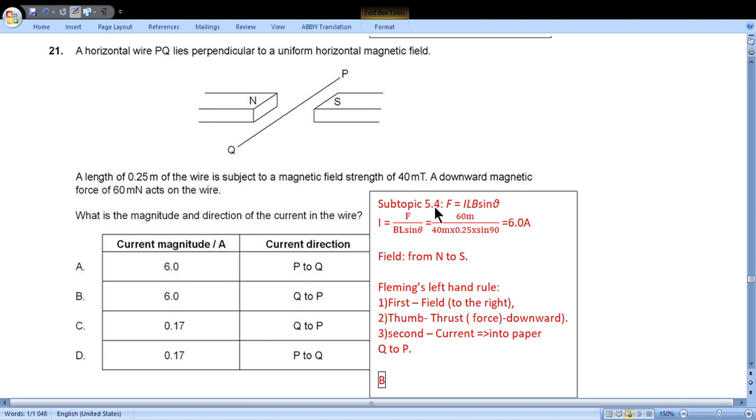Subtopic 5.4 gives us the formula. We write this formula for current. So we keep milli, and sine will be of 90 degrees. So we get 6 amperes. Now about direction. Magnetic field is from north to south, so it is to the right. Fleming's left-hand rule. First finger: take your left hand, close all fingers, open the first finger and point it to the right.